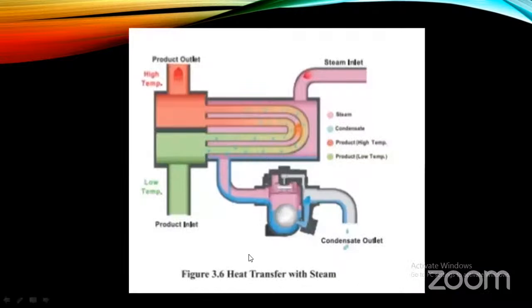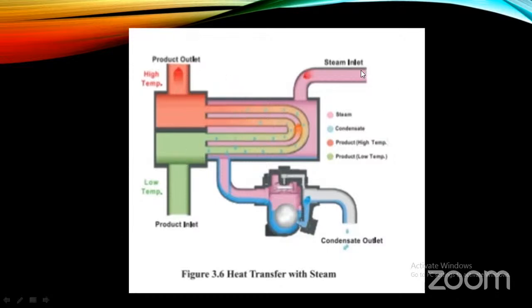So this is the heat transfer with steam. Say it's a heat exchanger. So high temperature. This is the product inlet. This is a heat exchanger. So the green one is the product at a lower temperature, and the product at a higher temperature is at this particular point. So as the higher temperature flows here, heat gets exchanged, and at the outlet it is getting converted into a product at a higher temperature.